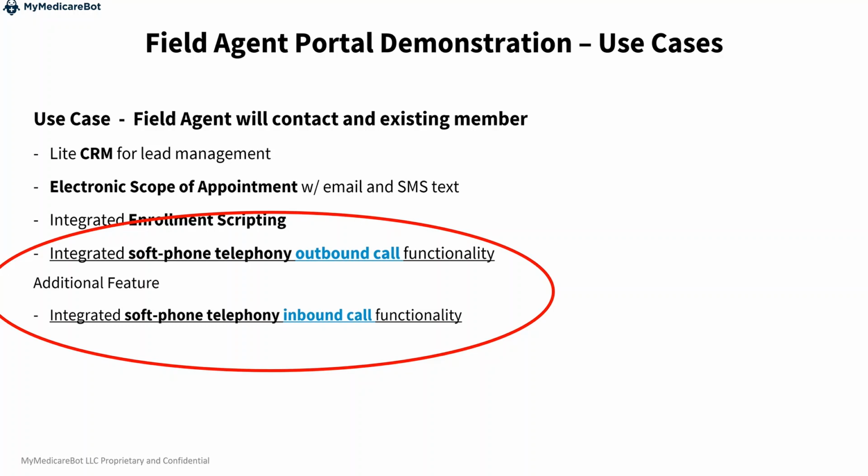Now, typically an agent would already have quoting and shopping done prior to this stage, so we're just going to jump right in. On the next screen, you'll see our enrollment solution, and I'm going to go ahead and click on the soft phone functionality. Let's go ahead and get started.